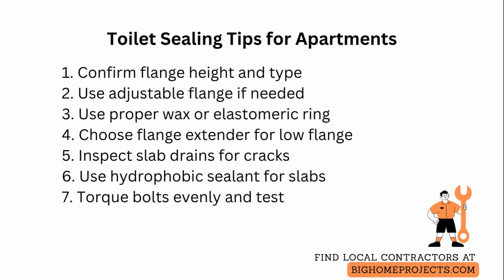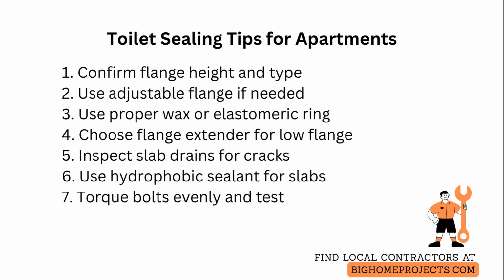monolithic floor assembly. Start by confirming the existing flange height and type. You need the flange to sit on the finished floor surface or use an adjustable flange to achieve that. Always use a proper wax ring or elastomeric ring rated for the application and for the expected floor finish thickness, and when replacing a wax ring, choose a flange extender or spacer if the flange is below the finished floor.